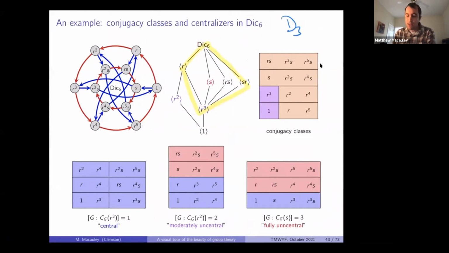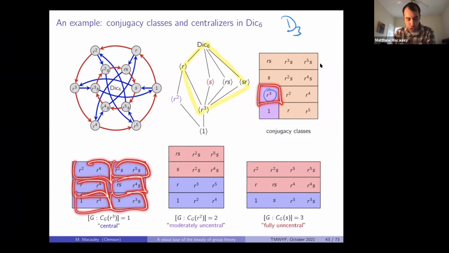And now here are the conjugacy classes. I'm going to take 3 of my favorite elements in here. The first one is going to be R3. This is in a conjugacy class of size 1, and it commutes with everything. So it generates a size 2 subgroup, and it commutes with every single element in every single coset. This element is truly central. It is in the center of the group.